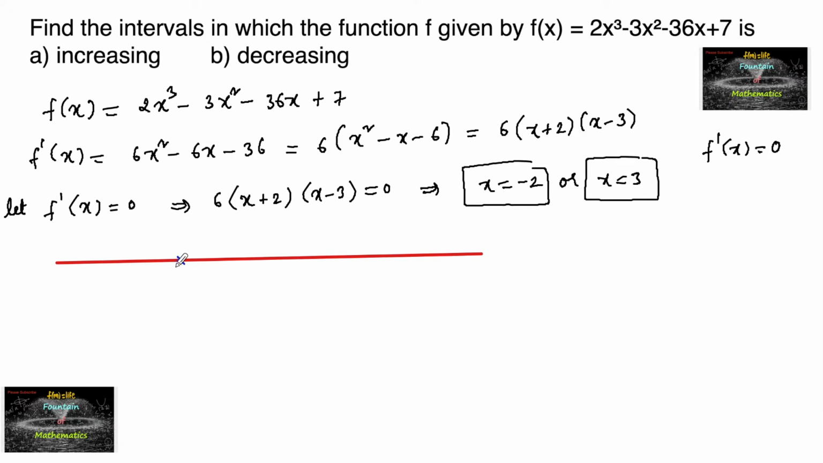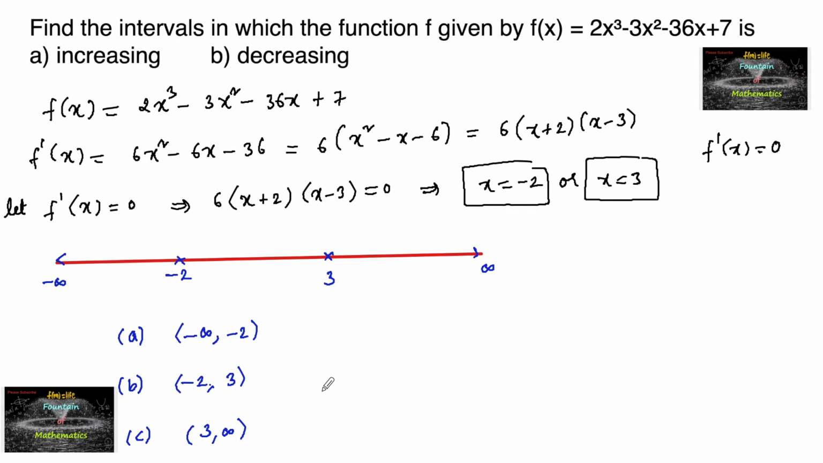Let's take these 2 points. Minus infinity to plus infinity is the number line. So negative 2, and let's consider here positive 3. So minus 2 and 3 will divide the interval into 3 parts. First part, minus infinity to minus 2, the second interval minus 2 to 3, and the third interval 3 to infinity, whereby we need to confirm in which interval f'(x) is positive or not.